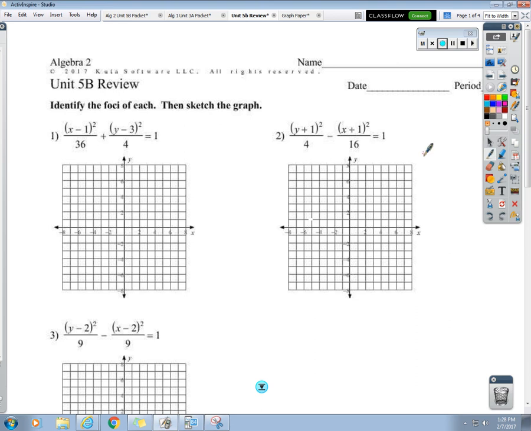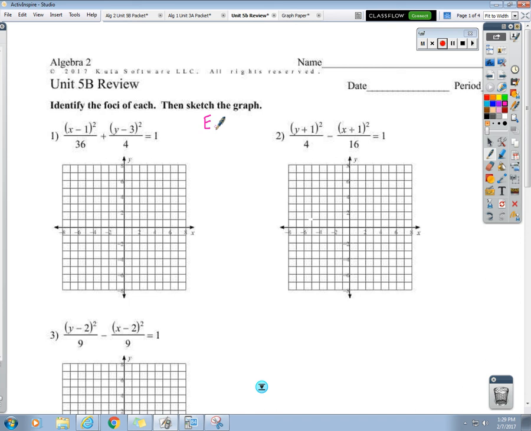Number 1, identify the foci of each, then sketch the graph. Well, honestly, I think it should be sketch the graph, then identify the foci, because having a picture of it makes it a little bit easier to find the foci. So, we first need to figure out what this is.